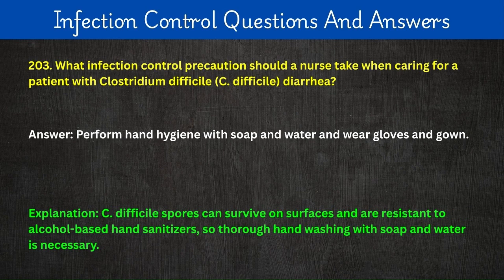203. What infection control precaution should a nurse take when caring for a patient with Clostridium difficile, C. difficile, diarrhea? Answer: perform hand hygiene with soap and water and wear gloves and gown. Explanation: C. difficile spores can survive on surfaces and are resistant to alcohol-based hand sanitizers, so thorough hand washing with soap and water is necessary.